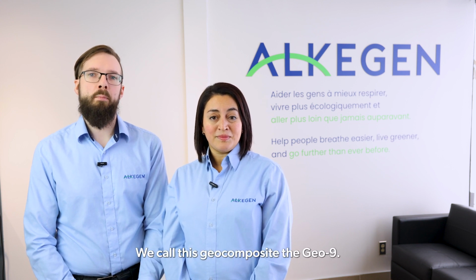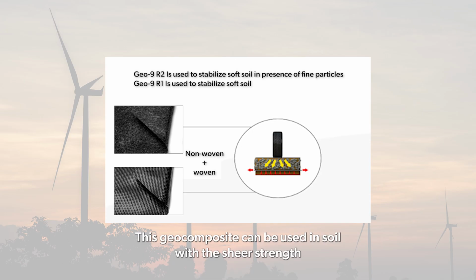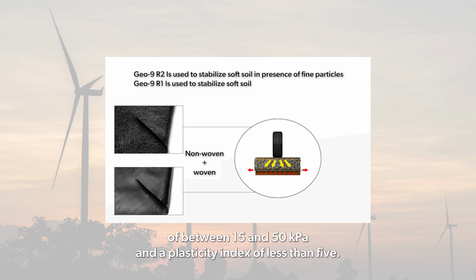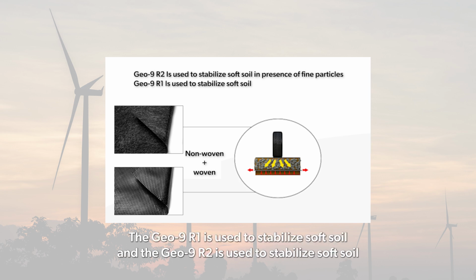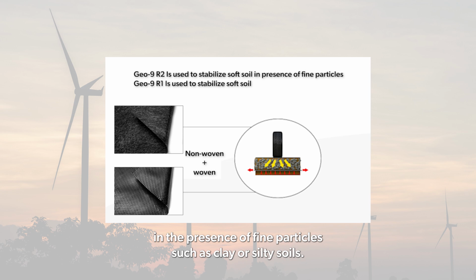We call this geocomposite the Geo9. This geocomposite can be used in soil with a shear strength of between 15 and 50 kPa and a plasticity index of less than 5. The Geo9 series is available in two products. The Geo9R1 is used to stabilize soft soil, and Geo9R2 is used to stabilize soft soil in the presence of fine particles, such as clay or silty soils.